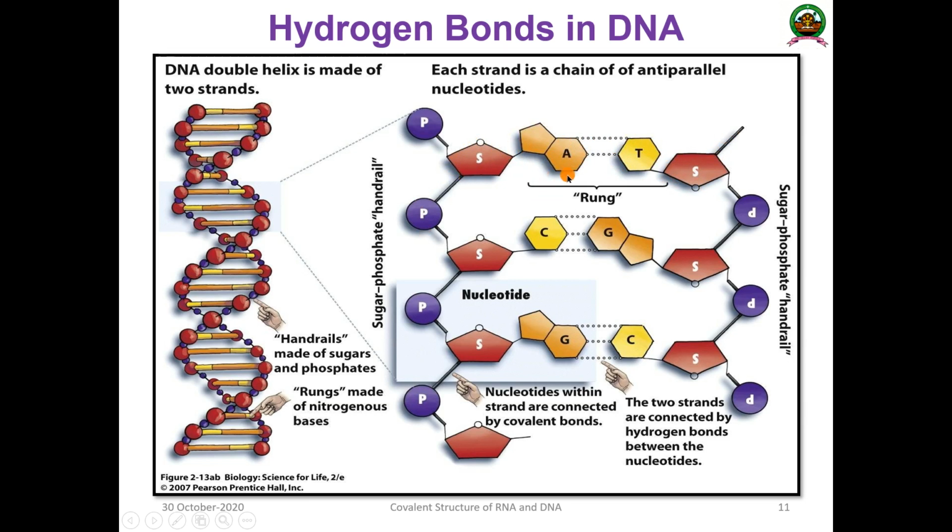With the 2 hydrogen bonds, that is known as a rung. Here you can see the cytosine, there are 3 hydrogen bonds. How perfectly those 3 hydrogen bonds are produced. This is 1, this is 2, and this is 3.